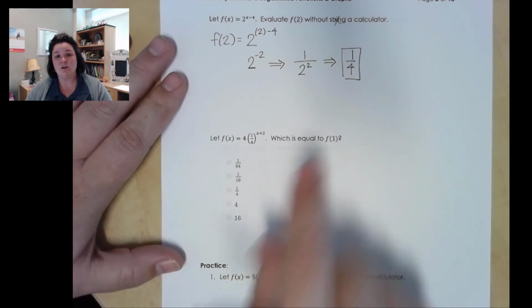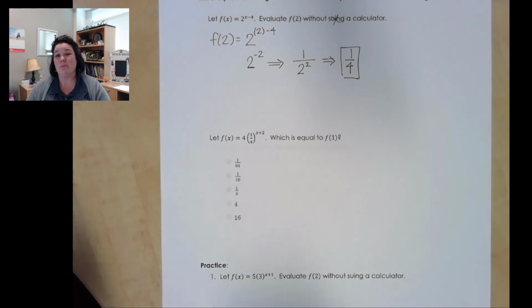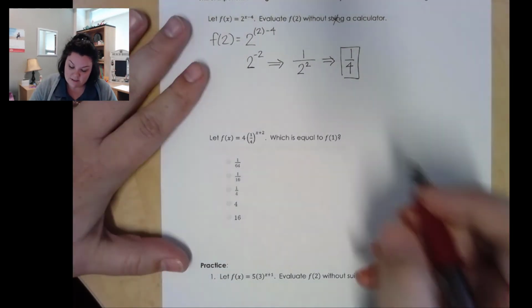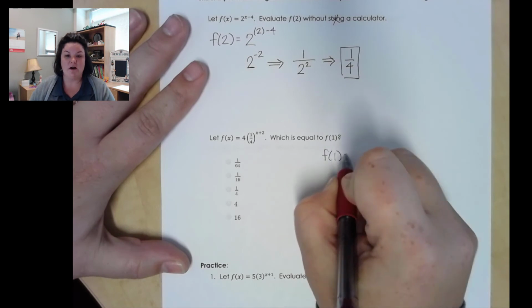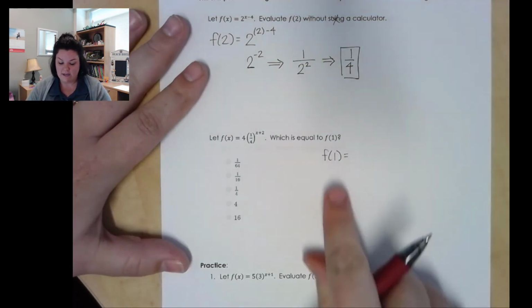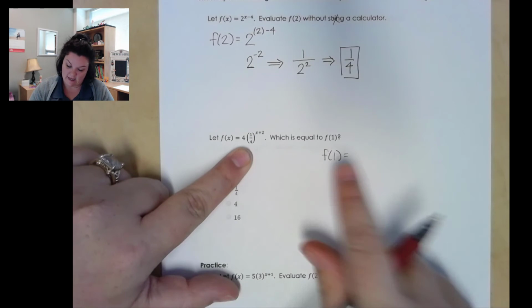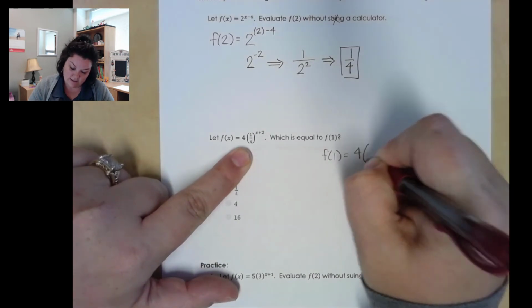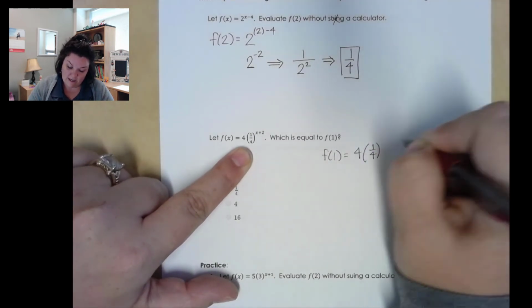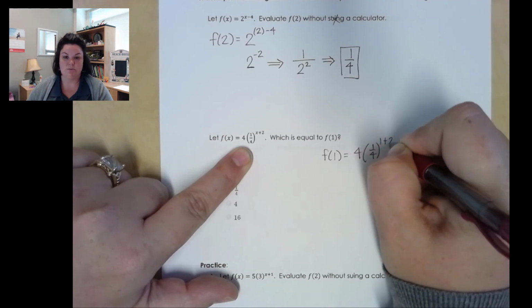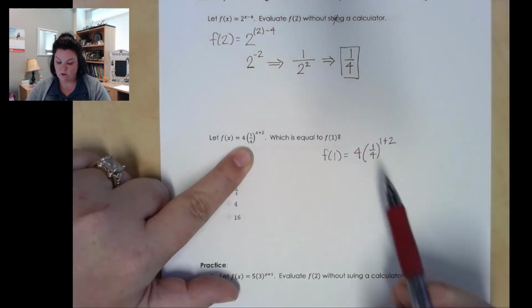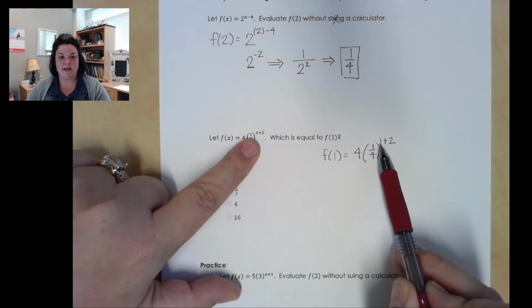So again, we're just evaluating. This is just how your homework might look in Newton, where it's a multiple choice problem, okay? So let's go ahead and evaluate f of 1. So we're going to plug a 1 into our function everywhere we see an x. So we have 4 times 1/4 raised to the 1 plus 2. So I'm just plugging in that 1 up here in the exponent where my x was.